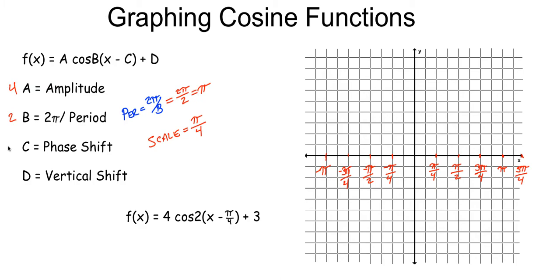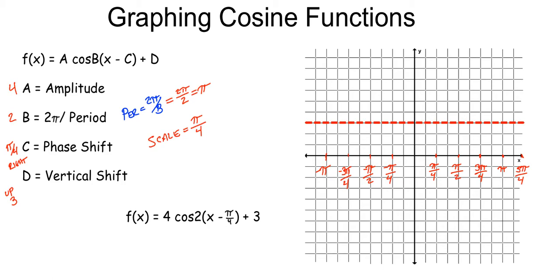So the phase shift here, we have a pi over 4 units to the right, and our vertical shift here is up 3. All right, so that means that when we go to draw our midline, the first thing we want to do is go up 3 units and draw our midline right across.